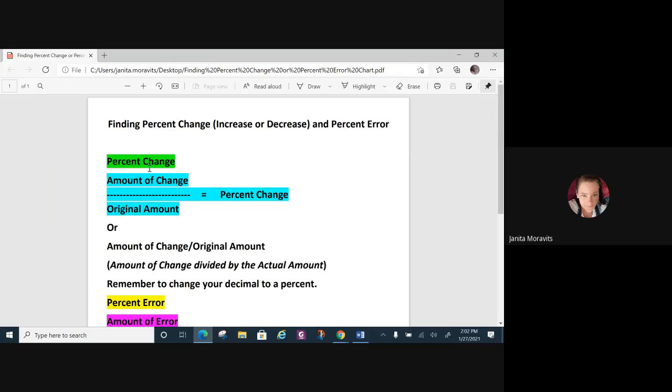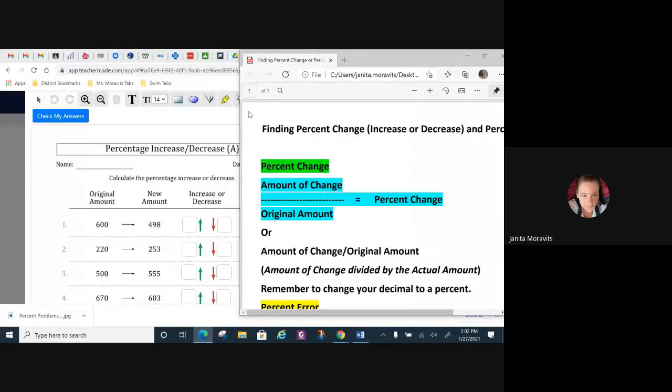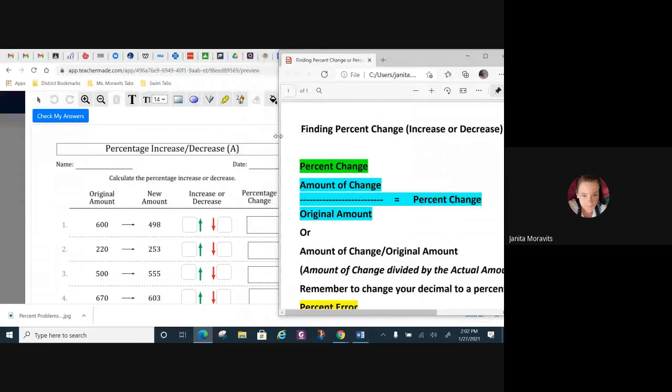To find a percent change, first you're going to find the amount of the change, and you're going to divide that by the original amount. And I worded it differently here so that you could read these. It's all the same thing: amount of change, and then the slash means divided by original amount. And I wrote it in words, amount of change divided by the original amount. And when you find that, remember that you have to change that decimal you find to a percent. All right, so we're looking for the amount of change over the original amount.